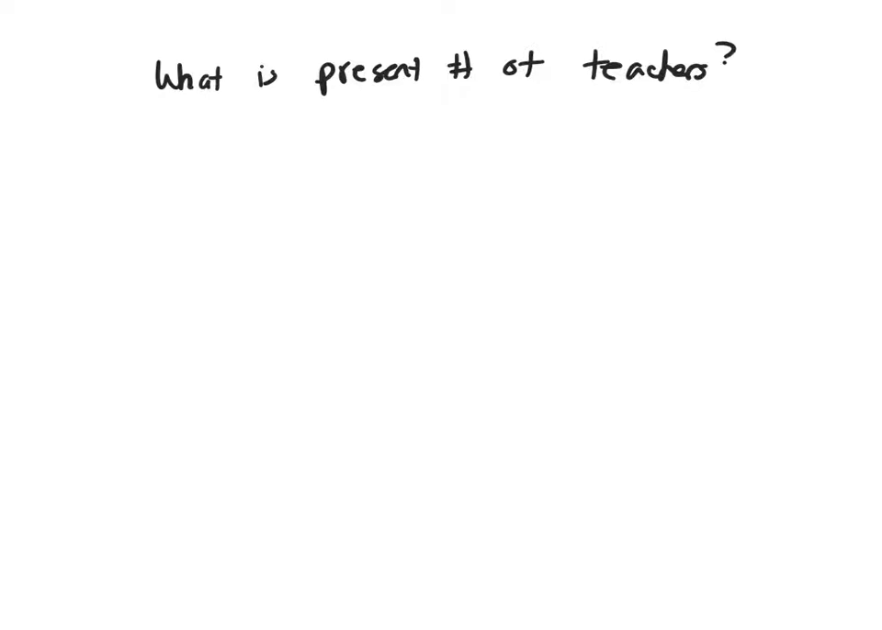All right, we're trying to figure out the present number of teachers. So let's read the problem and write an equation. The present ratio, which means fraction, of students to teachers is 30 to 1.